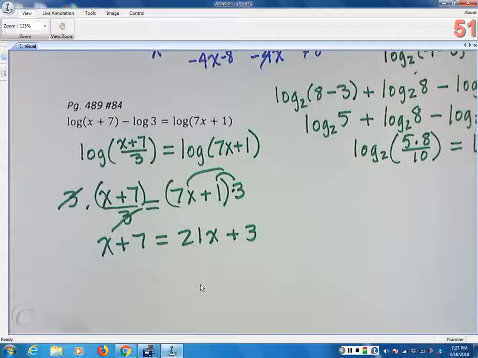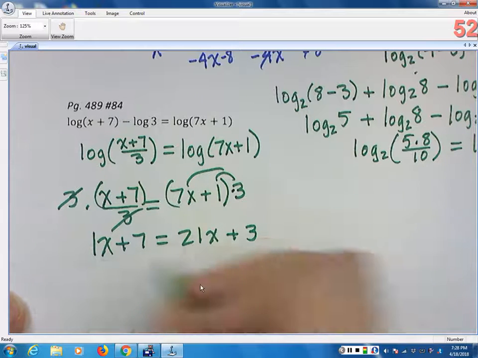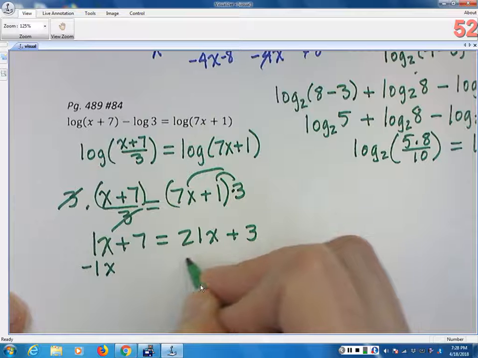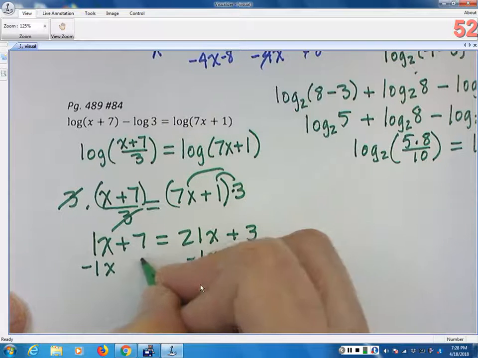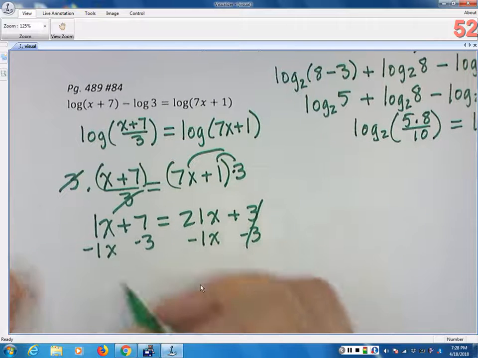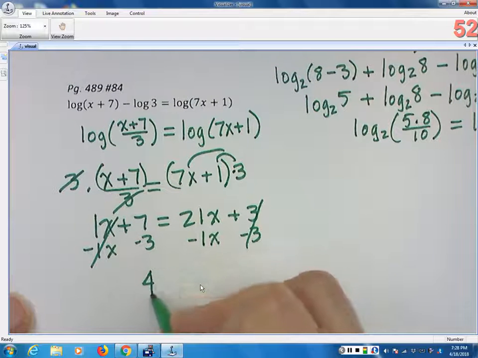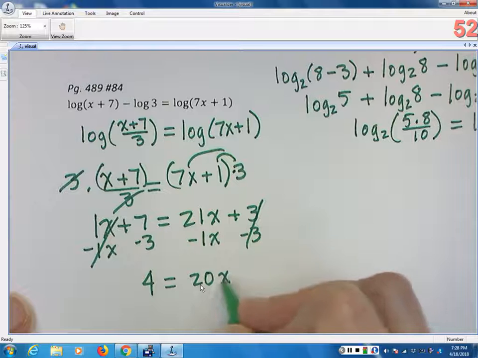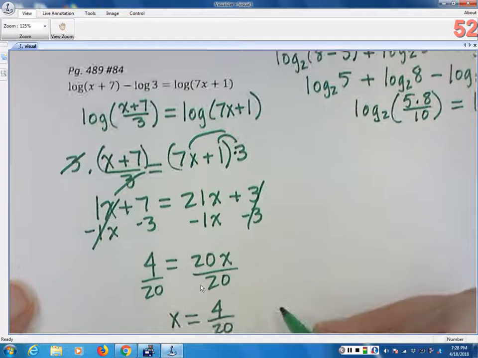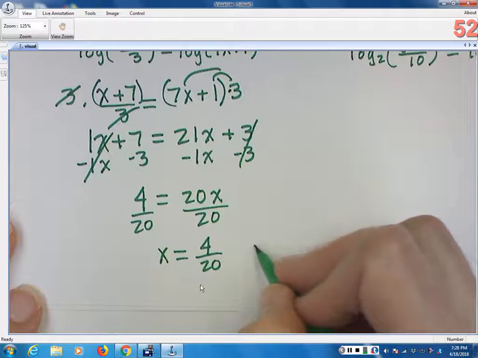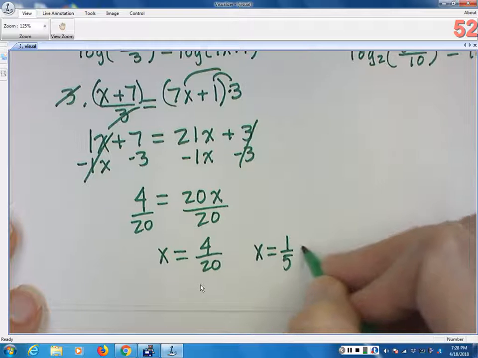It's just an x and a constant, so we want to get all our x's on one side, this is 1x, and all our constants on the other. If we want to keep x positive, we'll subtract 1x. Doesn't matter which side you put them on. I'm moving x's to the right, so I'm going to move the constants to the left. So I get 4 equals 20x, divided by 20. X is 4 over 20, which reduces to 1/5, or 0.2.